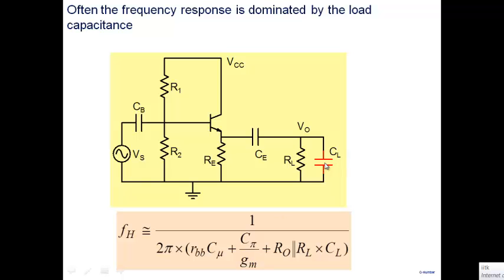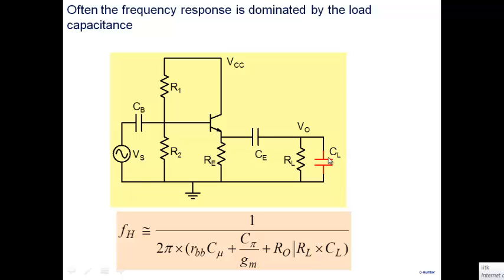Now there's one more capacitor, load capacitor CL, and CL effectively sees, as you can see here, RL. And when I look towards the left, I see R0. So R0 comes in parallel with RL along with CL. So you get this term also in the open circuit time constant approach. So you get one due to this, and then one due to C pi and one due to C mu.